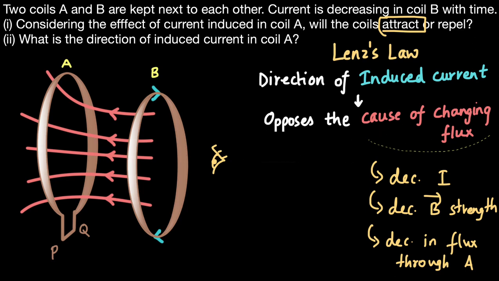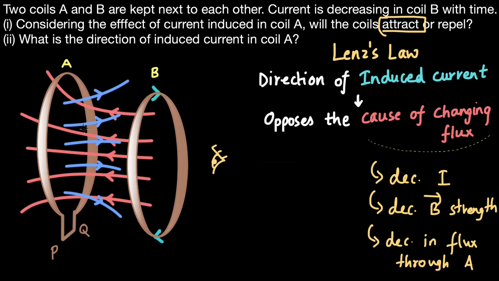So the field lines that are generated due to coil A, maybe they should look like this. They are opposing the flux. But there is a problem. The law says that it should oppose the cause of changing flux. And if the field lines due to coil A, the blue magnetic field lines, look like this, then there would be even fewer magnetic field lines passing through coil A. These red and blue magnetic field lines would create a net magnetic field in between, and the flux through coil A would decrease further.